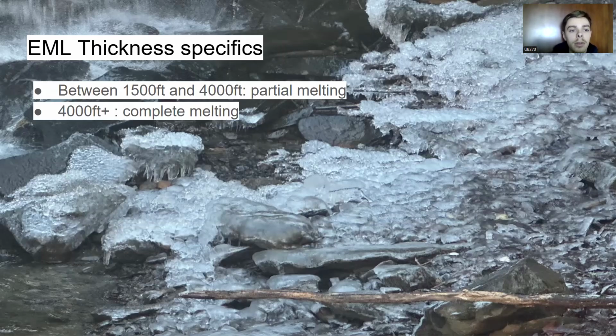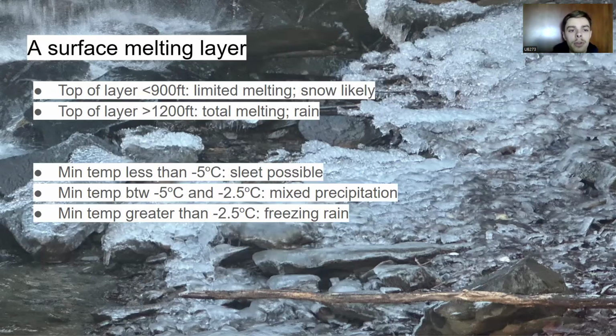For the thickness of this layer, if it's between 1,500 and 4,000, we'll have partial melting. If it's greater than 4,000, we'll have complete melting. For the surface melting layer, if the top of the layer is 900 feet up, we'll have limited melting and snow will still be likely. So it's not a big enough layer for complete melting. But if it's greater than 1,200 feet, total melting will occur and we'll have rain.